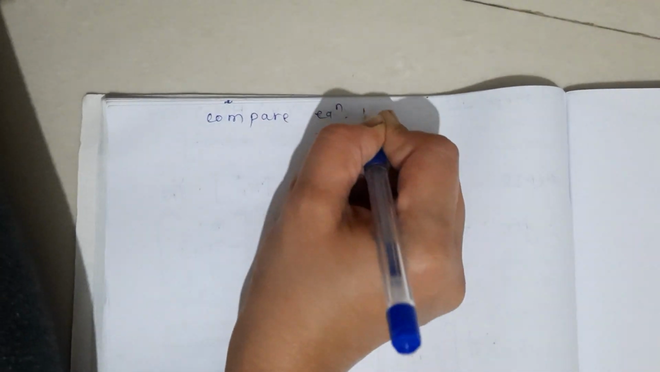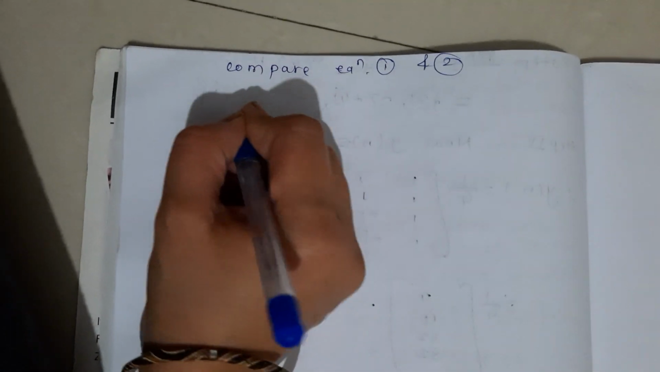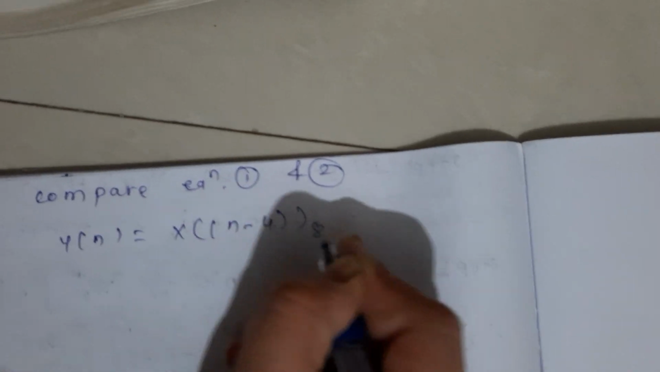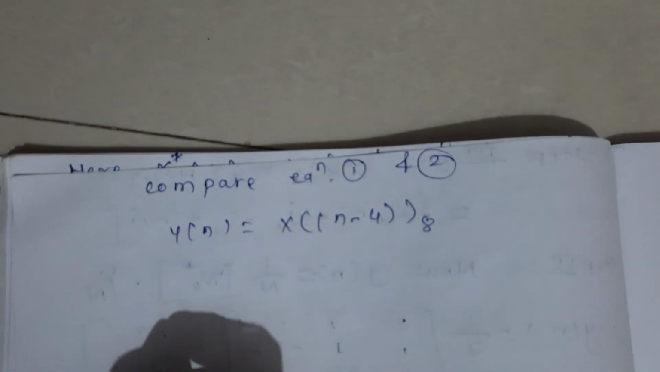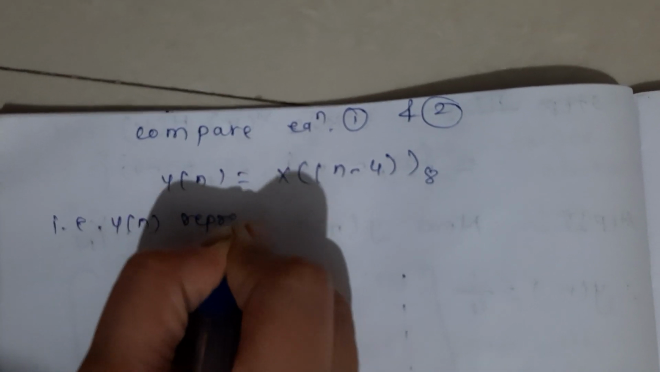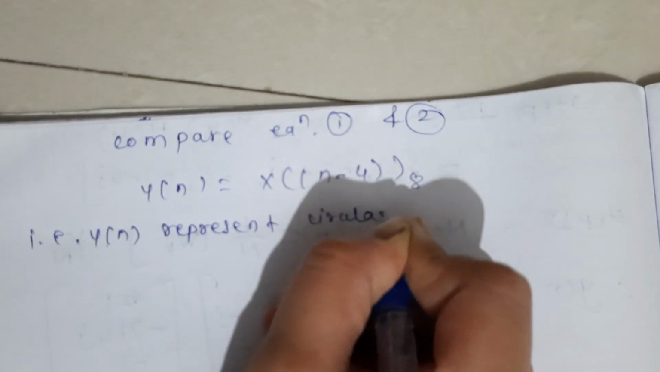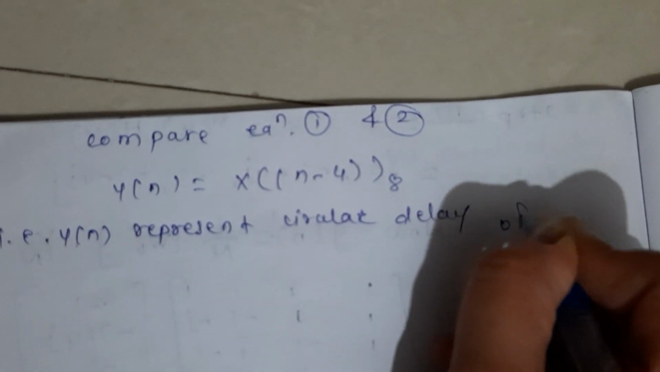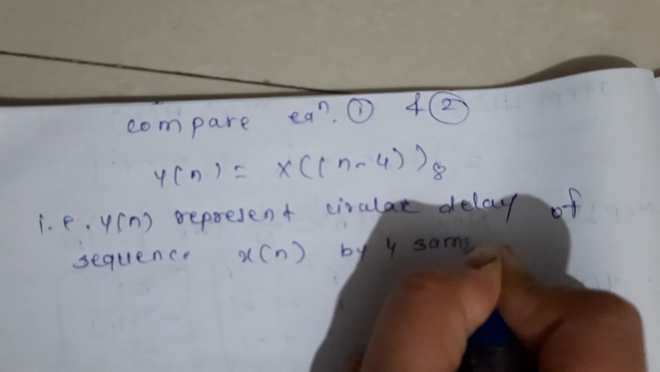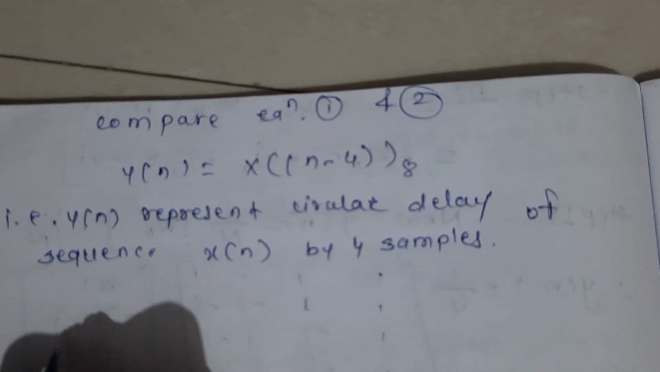So compare equation 1 and 2. By comparing equation 1 and 2, we can write y of n is equal to x of n minus 4. That means y of n represents the circular delay of sequence x of n by 4 samples. That is, y of n represents the circular delay of sequence x of n by 4 samples. So we can draw this.